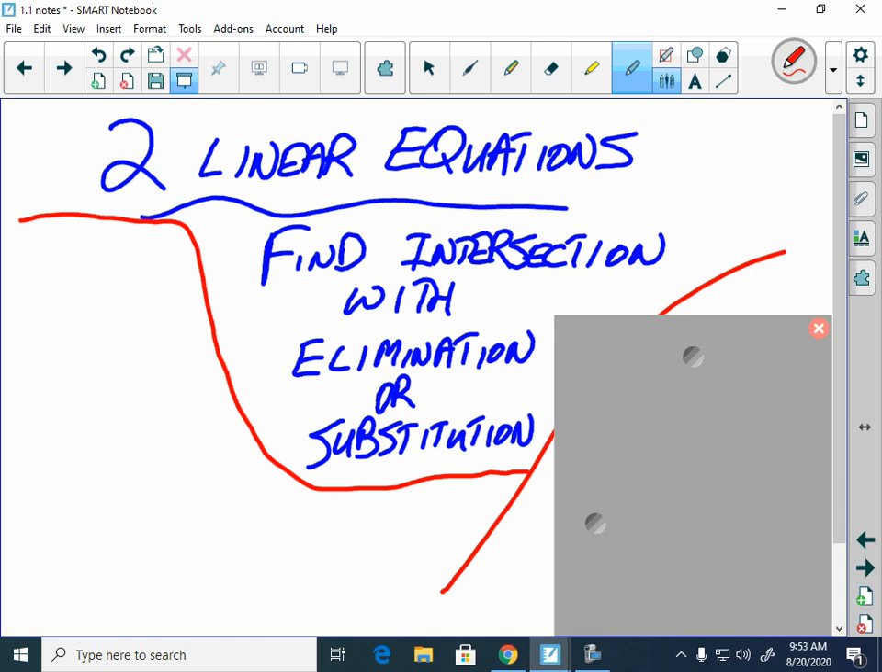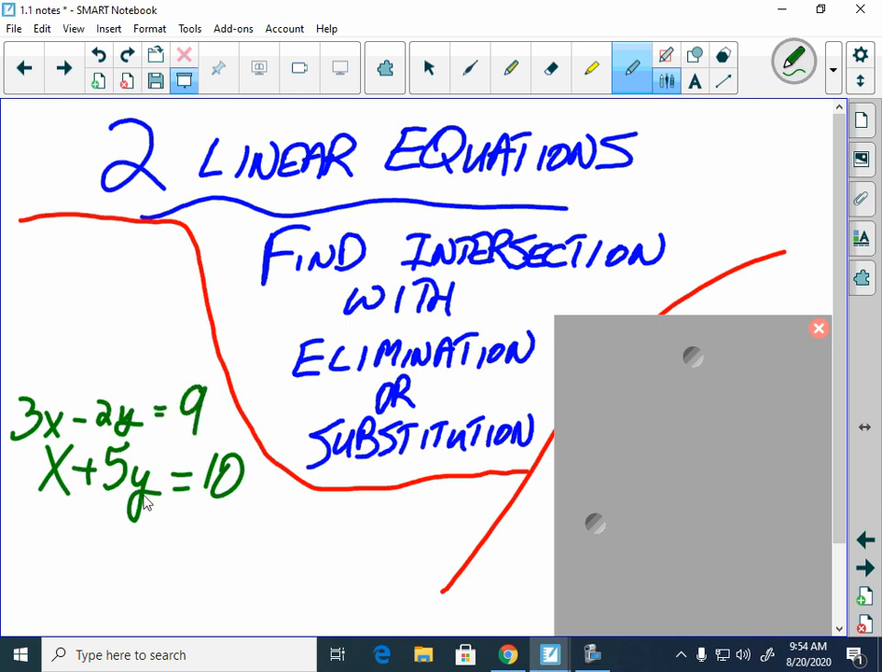Elimination. Isn't it fun to cancel out those? No? Do we need an example? Because I will show you. Let's say that it was something like this. X plus 5y equals 10. And it was 3x minus 2y equals 9.